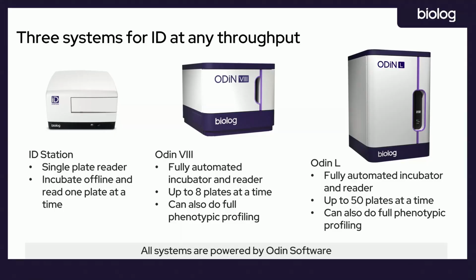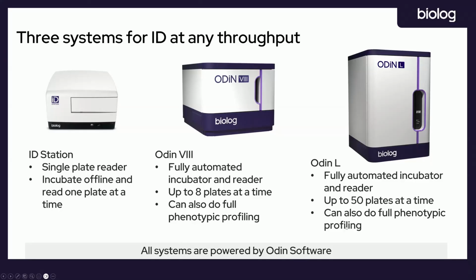And so this system, like all 3 of them, are paired with our Odin for identification software. The software will automatically interpret the data and make the match, but you're reading the plates manually one at a time. The 2 Odin systems here on the right, Odin 8 and Odin 50, or Odin L, are fully automated incubators and readers, which means you don't need to move plates in and out of them. They will incubate the plates at the correct temperature, and then they'll automatically read plates, typically every 20 minutes, until they can call an ID. They do that as soon as they're able to.